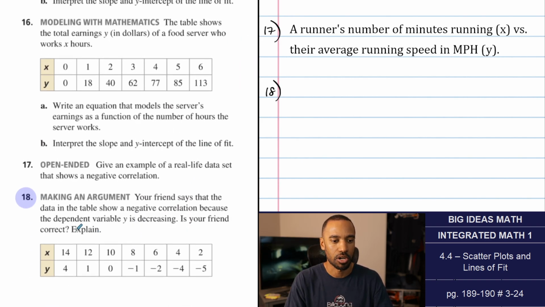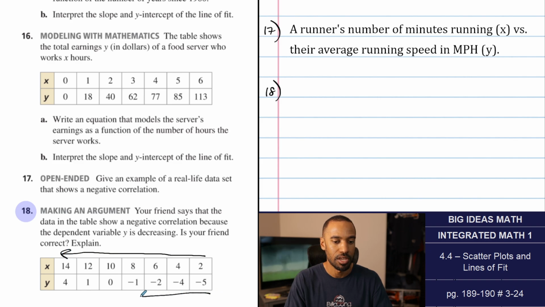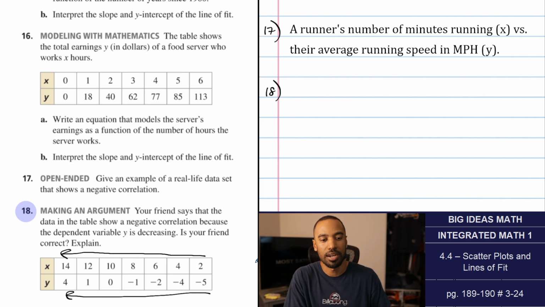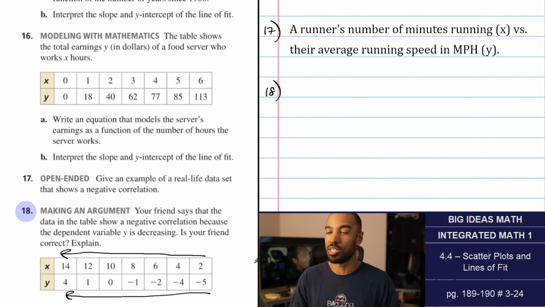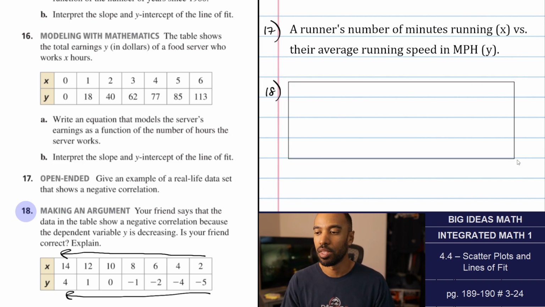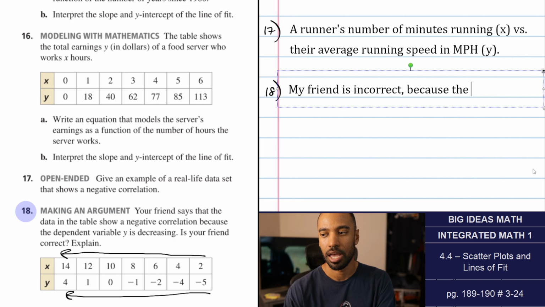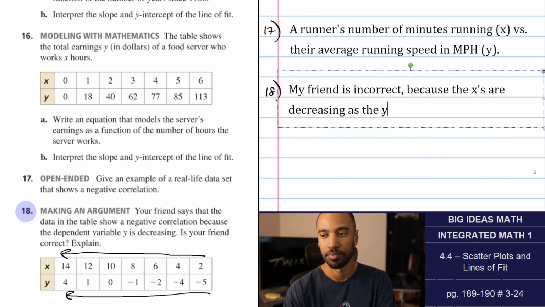This one, the x's are clearly in reverse order. The x's are decreasing. And as the x's decrease, the y's decrease. That would also mean as the x's increase going to the left, the y's would increase. So your friend is stating, because y is decreasing, it's a negative correlation? No, because the x's are decreasing at the same time. So my friend is incorrect because the x's are decreasing as the y's are decreasing.